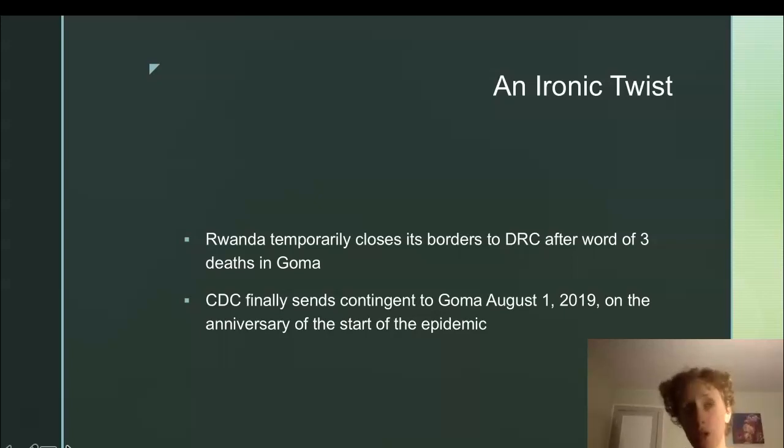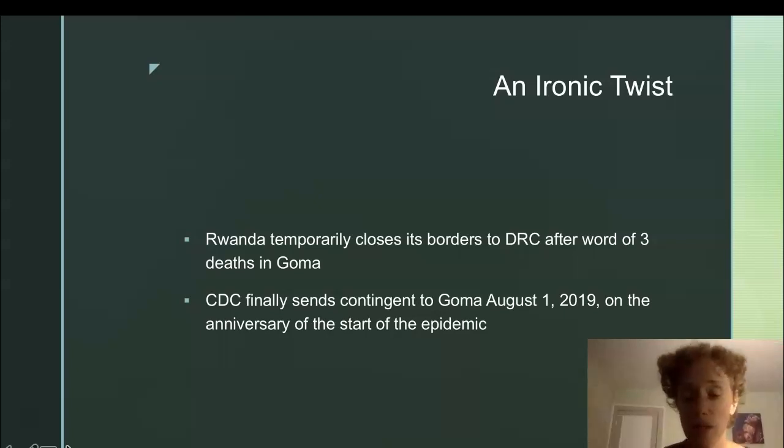Like, the barrier in 2014-15 was that it never reached those big cities, but now it has. So Rwanda temporarily closed their borders. And the reason why it's ironic is because it was the Rwandan Civil War that spilled over several years ago and contributed to the disorder of the area, which has caused so much mistrust and violence and whatnot.